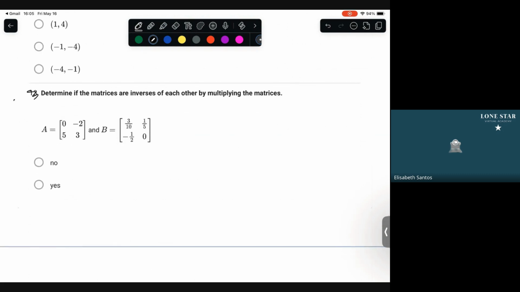So this is your number 12. Determine if the matrices are inverses of each other by multiplying the matrices. So what that means is if you multiply a regular matrix with its inverse, you're going to get the identity matrix. And the identity matrix for a 2 by 2, it looks like this. Has the ones on the diagonal and everything else is 0. So we're saying when we multiply this, if we get the identity matrix, then they are inverses of each other. So let's go ahead and set it up.